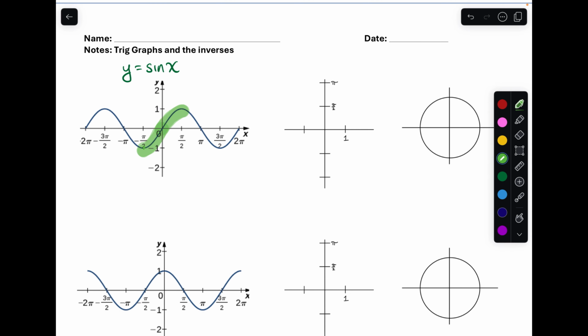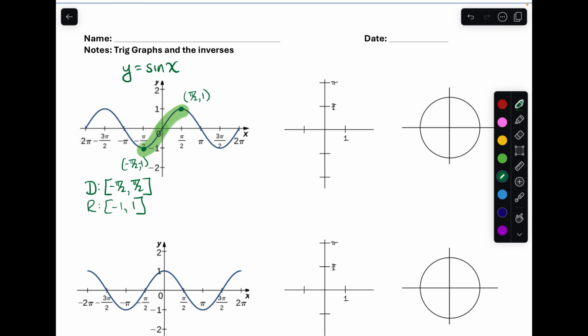So basically from the ordered pair down here, which would be at negative pi over 2 comma negative 1, all the way up to here at pi over 2, positive 1. Again, that passes the horizontal line test. So what this does is it narrows down our graph. And so it narrows down our domain from all real numbers down to the values between negative pi over 2 and pi over 2. And the range is from negative 1 to 1.